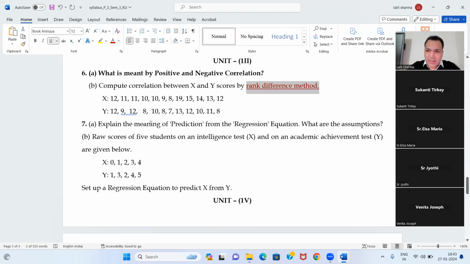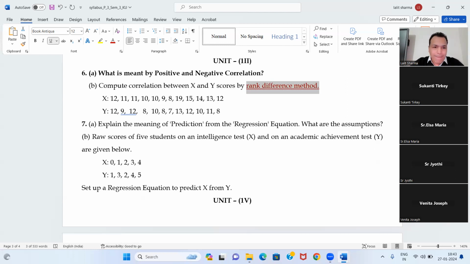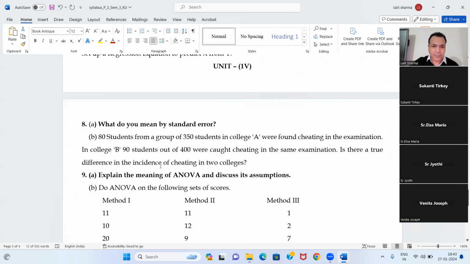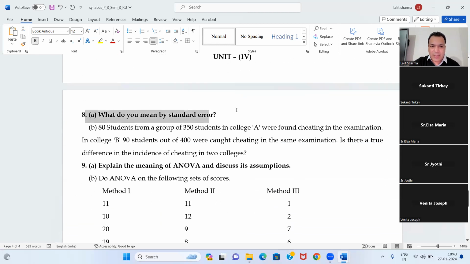Next देखिए, seventh one is explain the meaning of a prediction from the regression techniques आ गई, right. What are the assumptions? ये देखो simple question has come. Even next is also simple, right. Regressions हमने equations को predict करना है from x and y, ये भी हम cover करेंगे, we'll do that part. Eighth question has come, what do you mean by standard error?